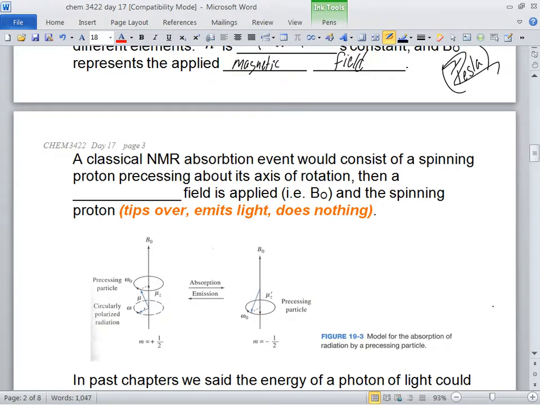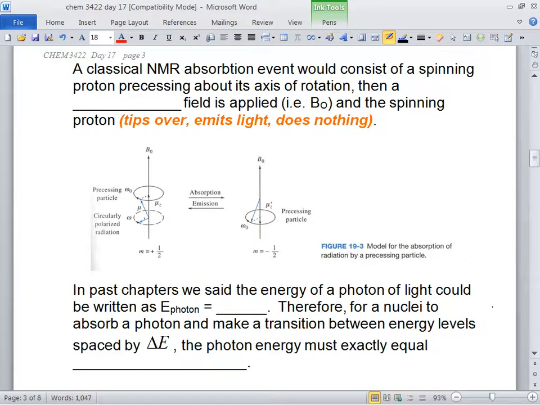Okay. A classical NMR absorption, Alyssa. A classical NMR absorption event would consist of a spinning proton precessing about its axis of rotation, then a magnetic field is applied and a spinning proton tips over. Good. Right? Exactly. So that's absorption. It's kind of weird.